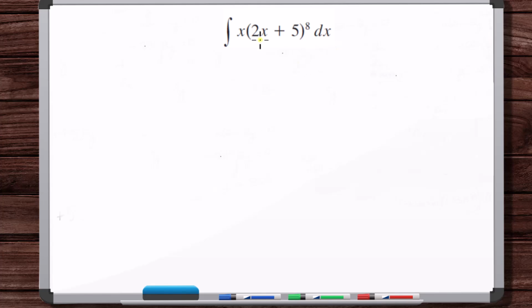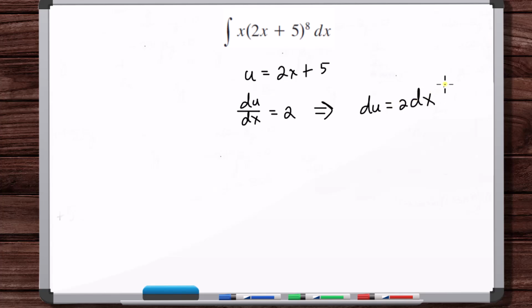Okay, so if you take the derivative of 2x plus 5, you don't get something of the order 1. So this is a tougher problem. Let's see. Well, let's just see what happens when we do u is equal to 2x plus 5. I'm curious. So du is equal to 2 dx.